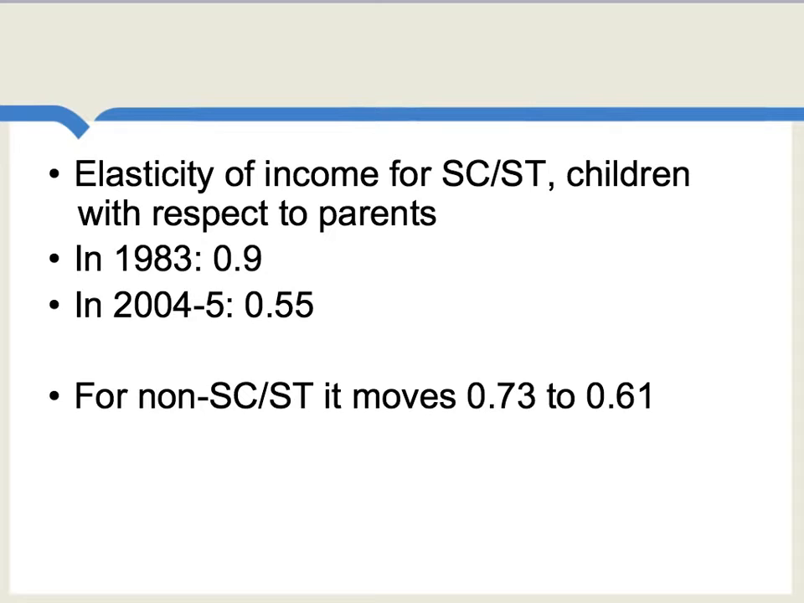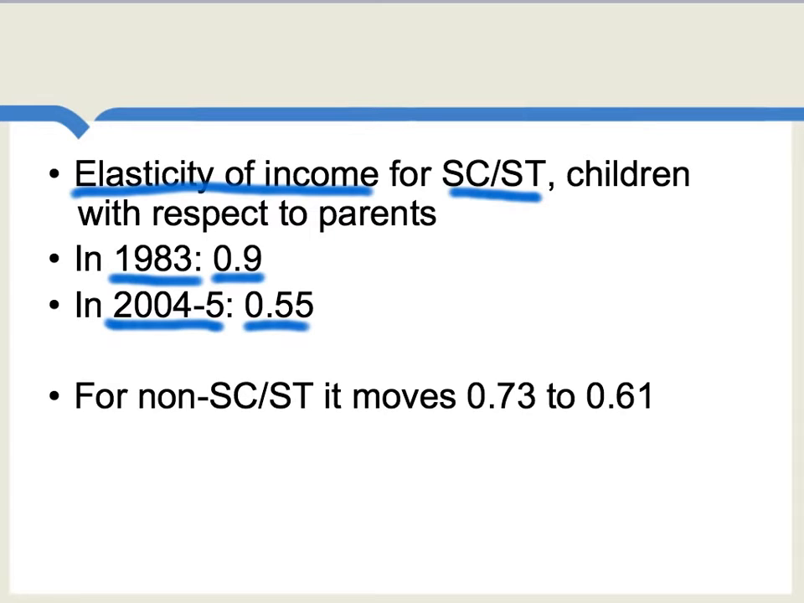We can also consider elasticity of income for the scheduled castes and scheduled tribes groups. That is, we're comparing now the children with respect to their parents. If the parents earn, say, an extra 1,000 rupees a year, over time, how much more can we be expecting children from those families to be earning? In 1983, that elasticity was quite high, 0.9. That means that the incomes of parents are quite well predicting the subsequent incomes of their children. Yet by 2004-2005, that elasticity had gone down to 0.55.